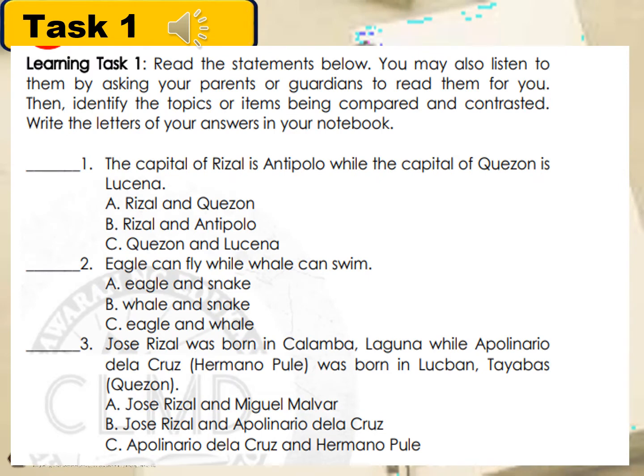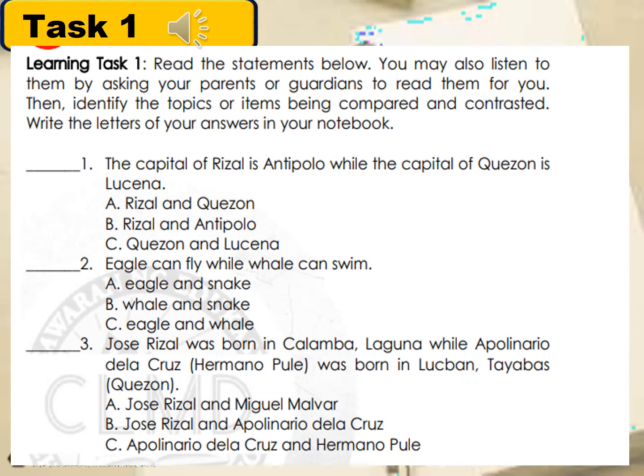Learning Task 1. Read the statements below. You may also listen by asking your parents or guardians to read them for you. Then identify the topics or items being compared and contrasted. Write the letters of your answers. Number 1. The capital of Rizal is Antipolo, while the capital of Quezon is Lucena. A. Rizal and Quezon. B. Rizal and Antipolo. C. Quezon and Lucena.